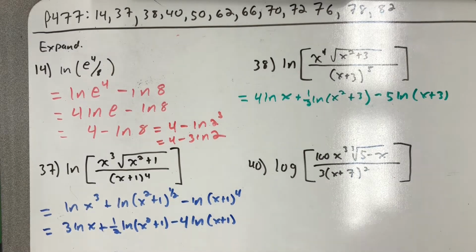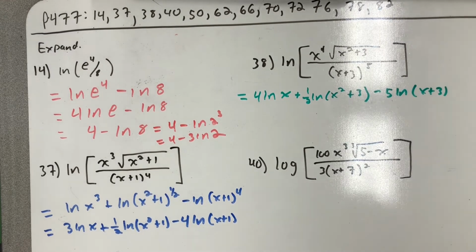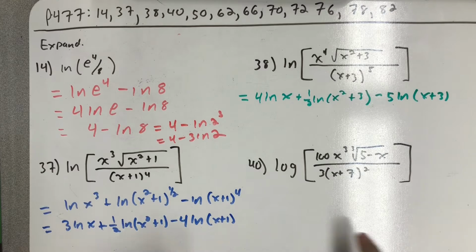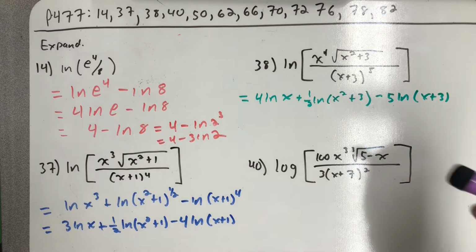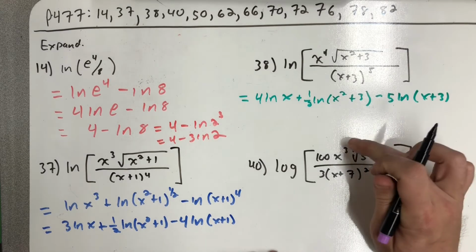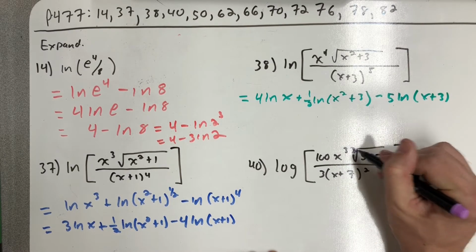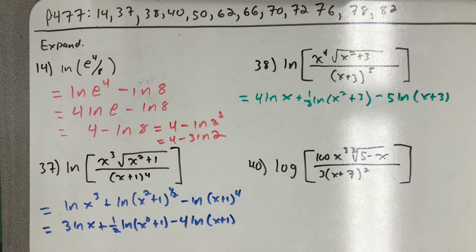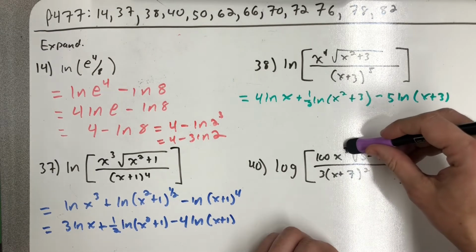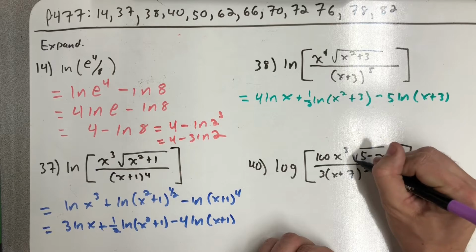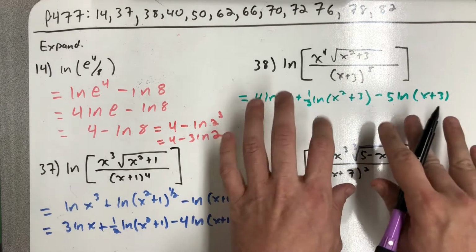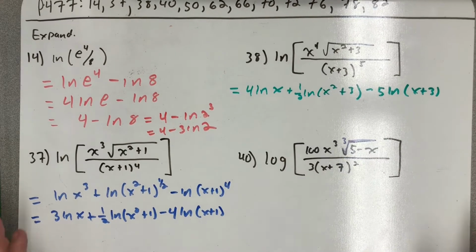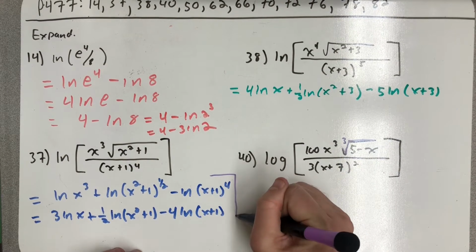All right, and then finally, in number 40, the log base 10 of all this stuff, 100 times x cubed times the cube root. And if you look in the text, that's written very neatly, but that's a cube root there in number 40. Let me see if I can make that look a little nicer for the video. All right, and again, I want to try to treat it like this one, where I write as little as possible, try to do this as efficiently as I can.